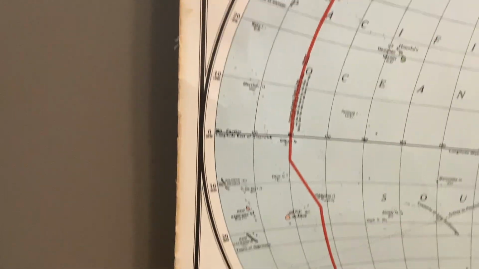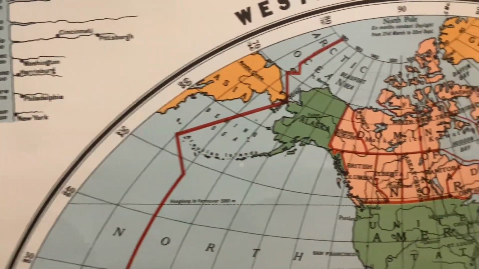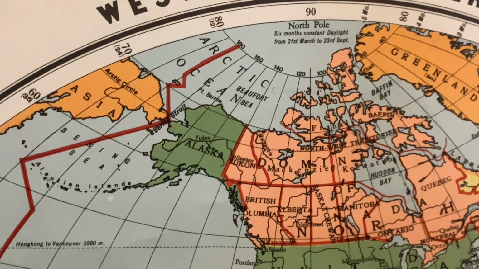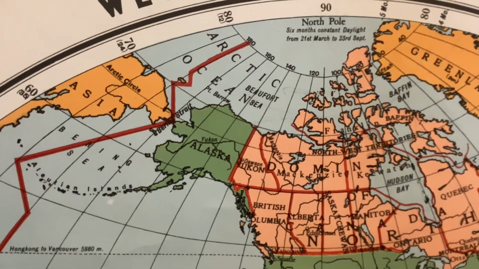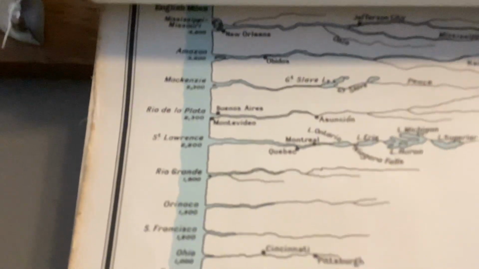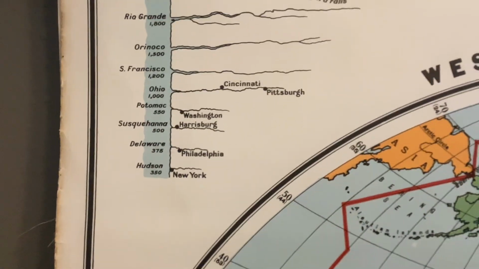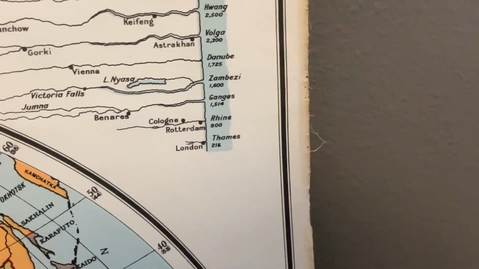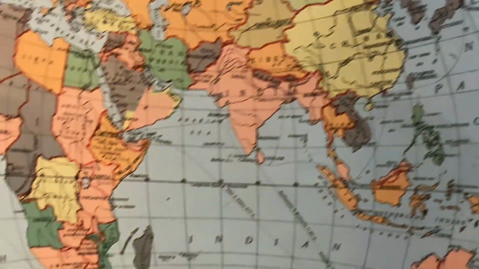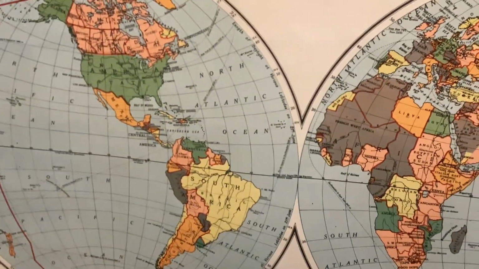We got the Bering Strait here. It goes along the North Pole, 6 months of constant daylight from the 21st of March to the 23rd of September. We got rivers here. The top one is the Mississippi, Missouri, and the lowest one's the Hudson. On this side, the River Thames all the way up to the Nile. Let me try to move the sound a little bit. Oh, it's the Nile. Okay, I'll go to the next map.